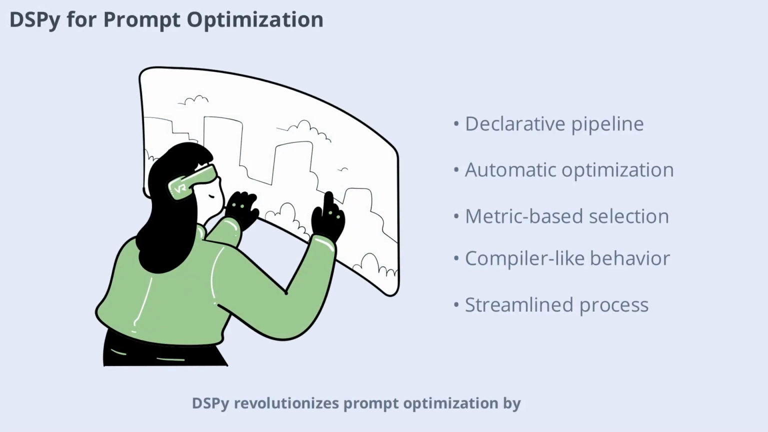DSPy revolutionizes prompt optimization by replacing manual engineering with programming. You define a declarative pipeline using signatures and modules. DSPy compiles the system, automatically optimizing prompts and selecting few-shot examples based on a metric you want to maximize. It behaves like a compiler optimizing software code, streamlining the process and improving performance.